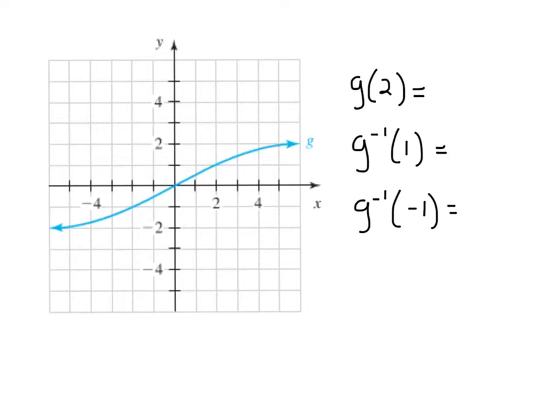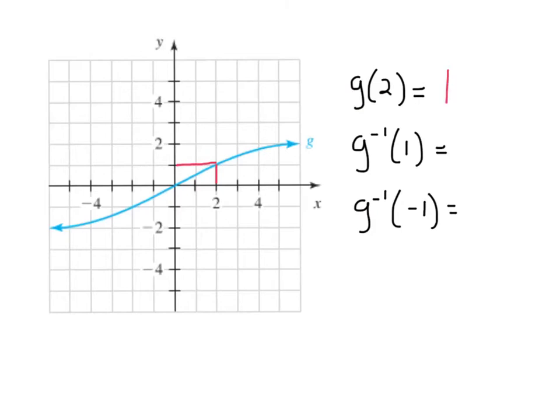So let's start with the first one, g of 2. Now we're working with the original function g, and 2 is the input, and we want to figure out what the output is. So 2 is really your x, and so we want to find x of 2 on the graph, and then we want to go up to the graph and see what the output would be, and it looks like it would be a 1. So the answer there would be 1.